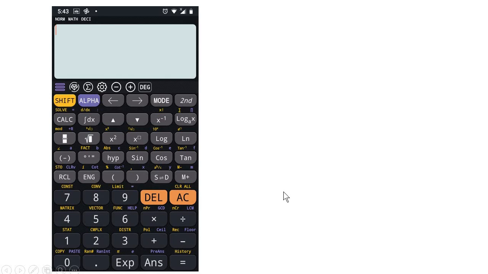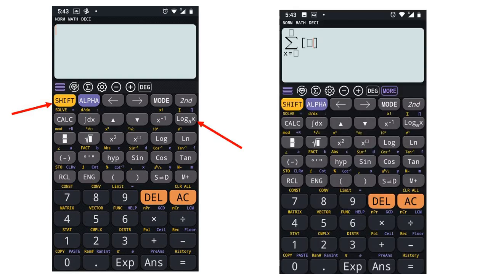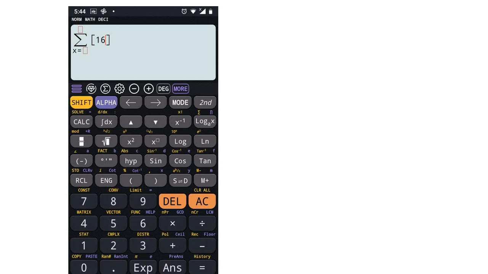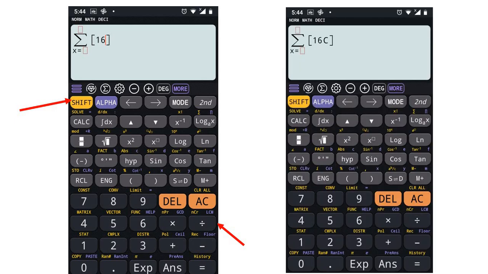Now this is your calculator. First you have to get summation. For that press shift and log, you will get summation. Now I have to type the equation 16CX. So I will press 1 and 6, so you get 16. Now next I have to type combination C. For that press shift and divided by. So you will get 16C.